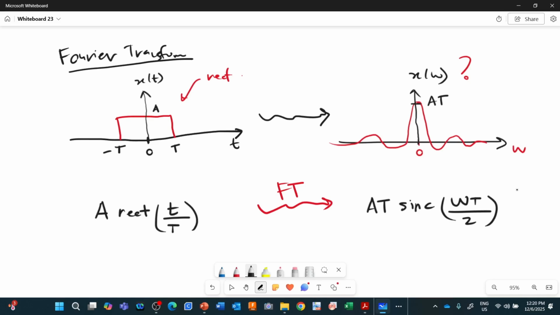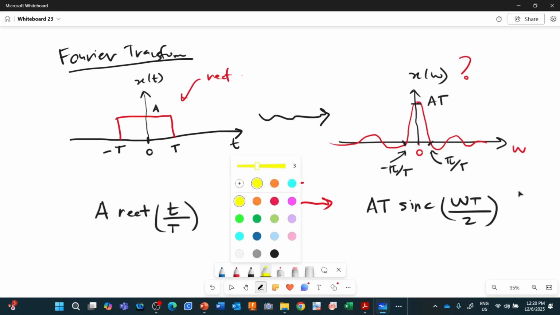Follow? Okay, and this point here is pi over T. This point here is minus pi over T. So if you want to draw the sinc, just draw 3 points only. So these are the 3 points: 1, 2, 3 only. But you need to draw it in terms of the sinc graph.